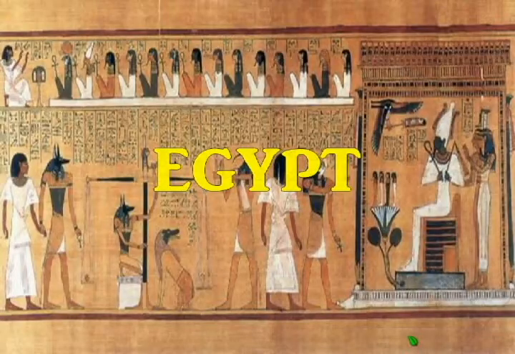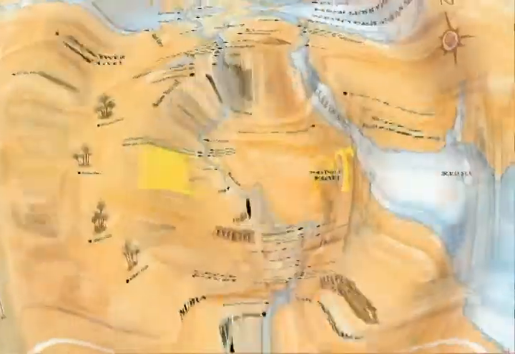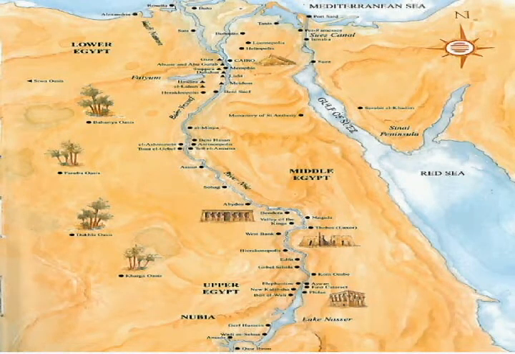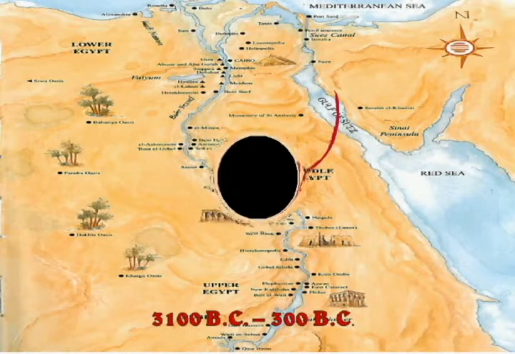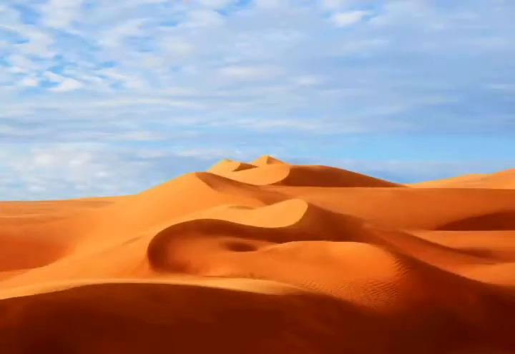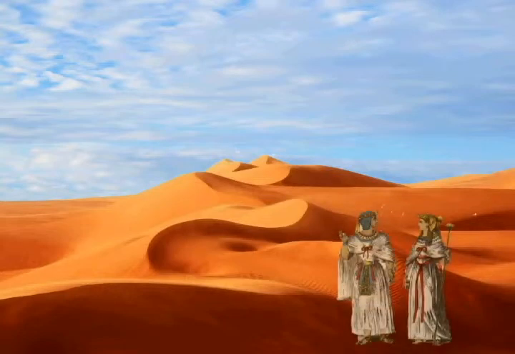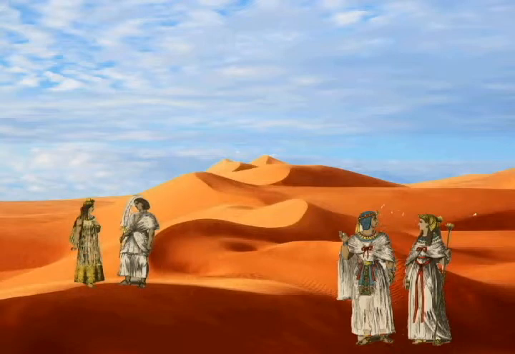Let's talk about Egypt first. This civilization was located alongside the Nile River. It existed from 3100 until 300 before Christ. Because of its location alongside the Nile River, the land was fertile. Mostly, the citizens had livelihood as farmers.